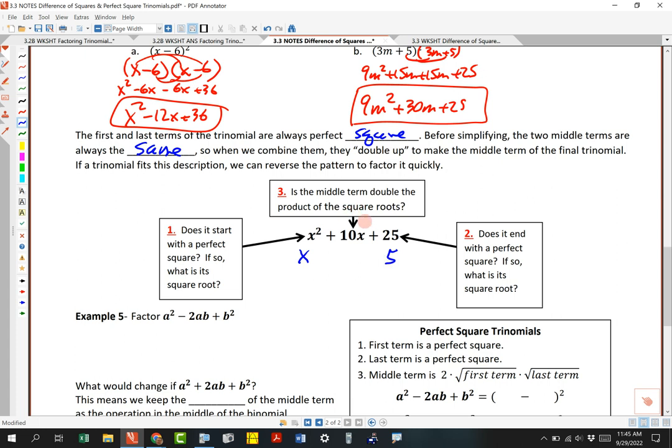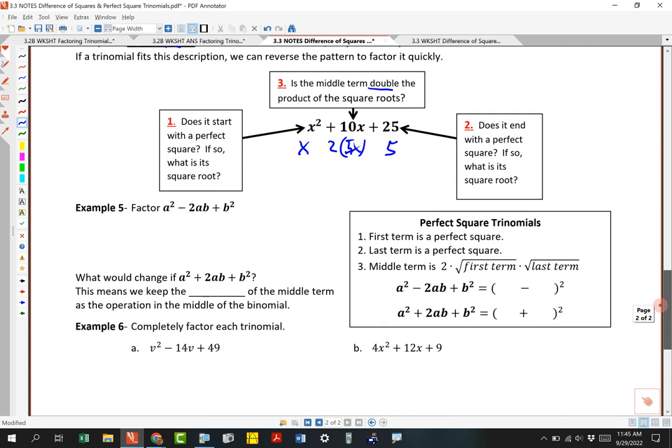Then the middle term is a little tougher than the last one. Here's what we check for. Is the middle term double the product of the 2 square roots? So if I took the square root of x squared, I get x. Take the square root of 25, I get 5. If I take those 2 and multiply them together, I get 5x. And if I double it, do I get 10x? If the answer to those questions is yes, then it factors.